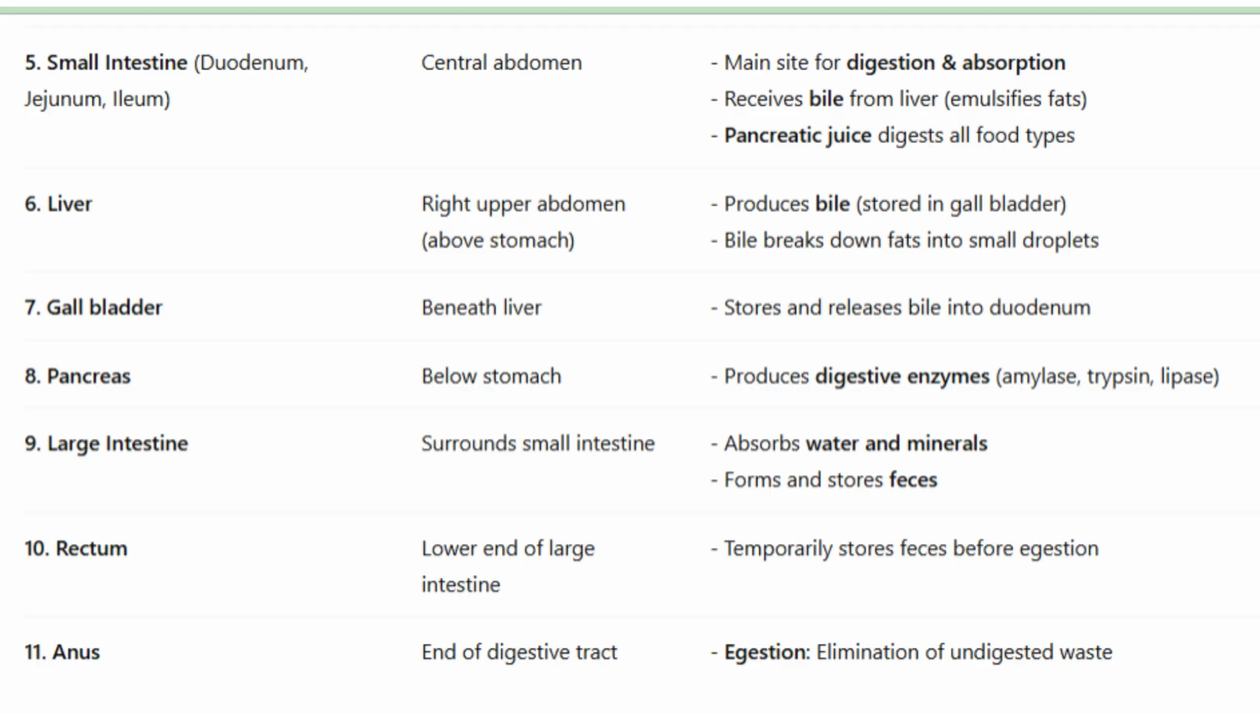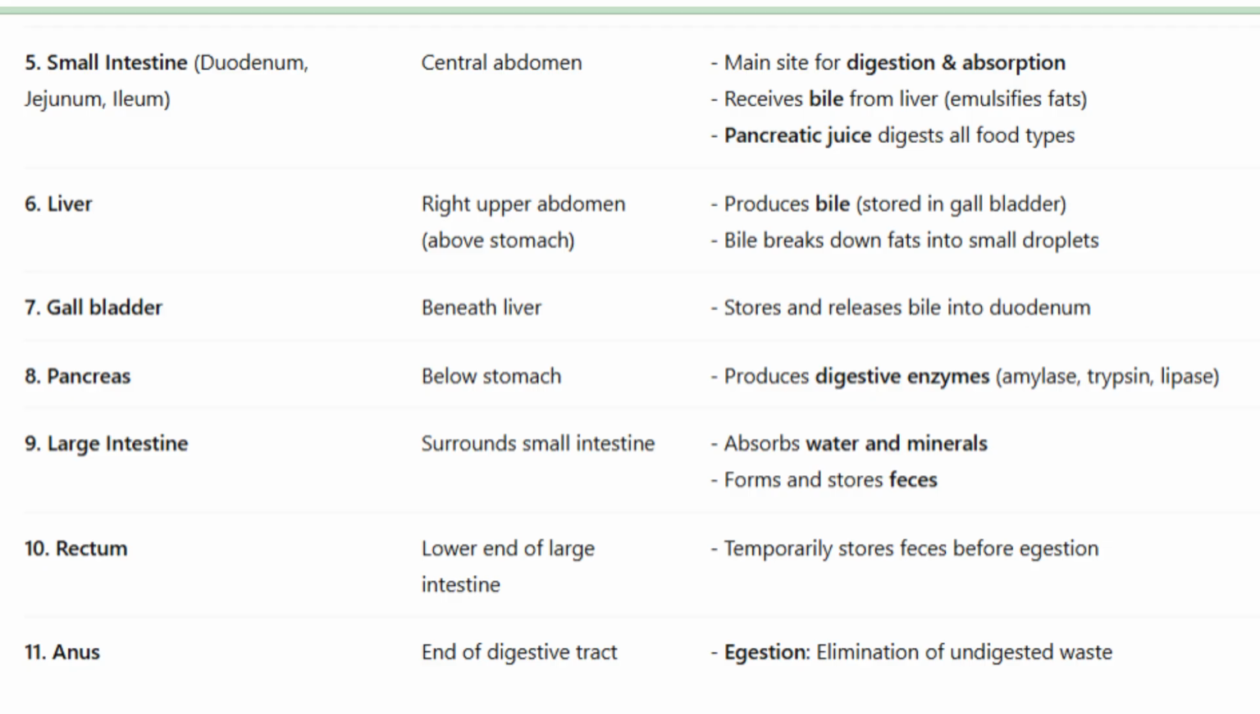8. Pancreas. The pancreas, located below the stomach, is a gland that secretes pancreatic juice into the small intestine. This juice contains vital enzymes, amylase for carbohydrates, trypsin for proteins, and lipase for fats. 9. Large intestine. Any undigested food now enters the large intestine, which surrounds the small intestine. Its primary job is to absorb water and minerals, and the remaining waste is compacted into feces.